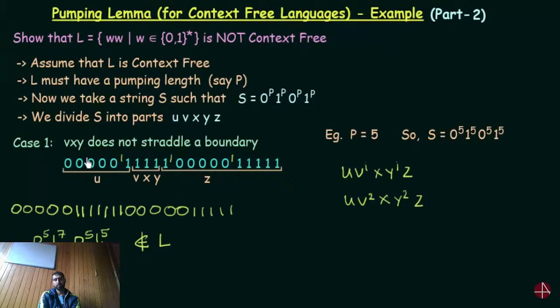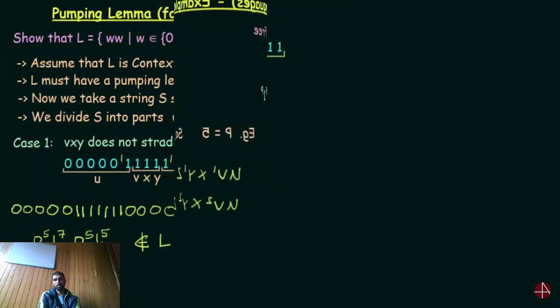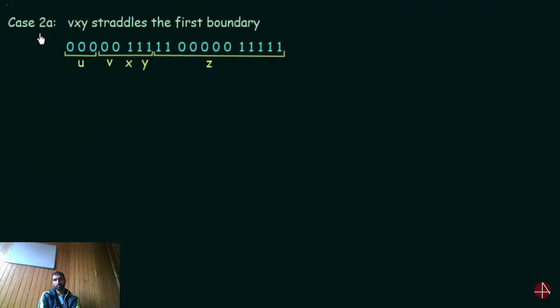Now let us look at case number 2. Let's see another way in which we can divide our string S into parts u, v, x, y, and z. Alright, so here we have the second case. I call it case number 2a because there is another case which is very much similar to this. It says that vxy straddles the first boundary. Now let's first check what our boundaries are here. 0 ends here. This is one boundary. This is another boundary, and this is another boundary.